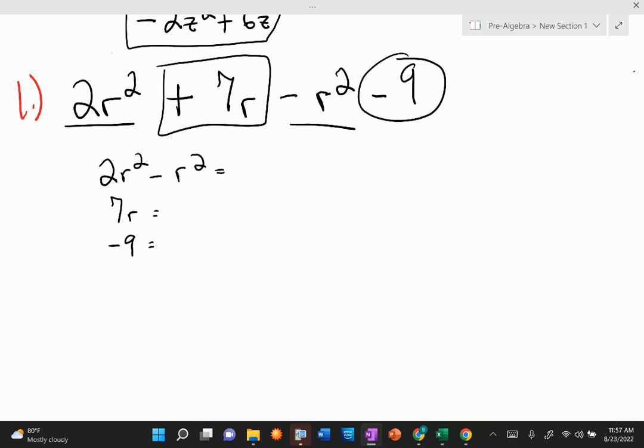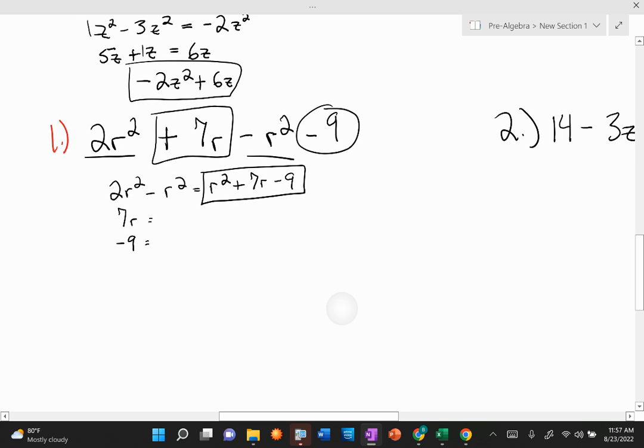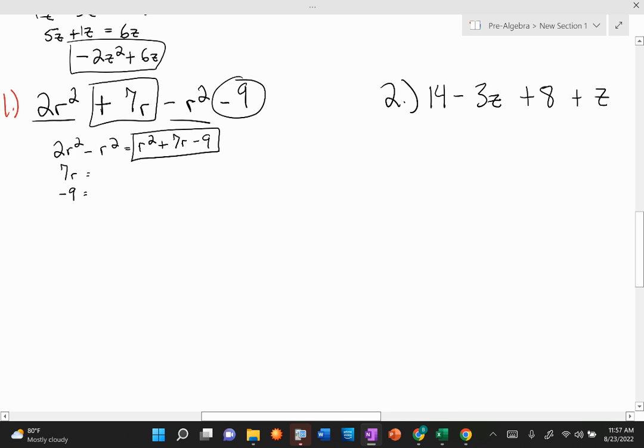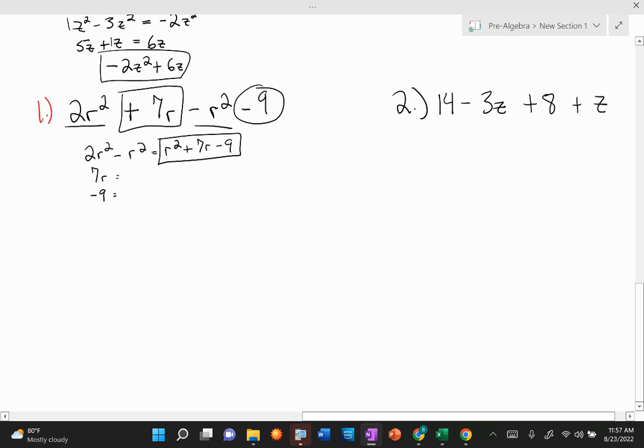So 2r squared minus r squared is going to be r squared. 7r doesn't have anything to combine with, so I'm just going to add it to the end. And minus 9 doesn't have anything I need to combine, so I add it to the end also. So that's your solution for number one. Mine is super sloppy. I kind of want to redo it. Luckily, you have to redo it because of your Cornell notes. You don't technically have to redo that problem, but okay.